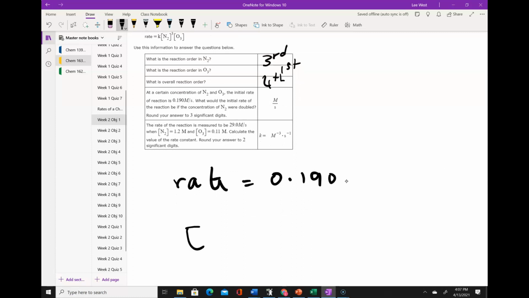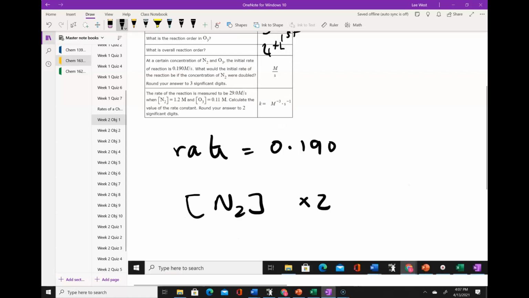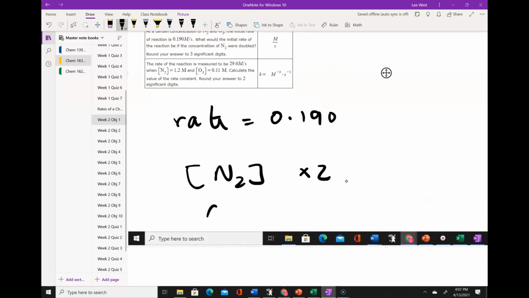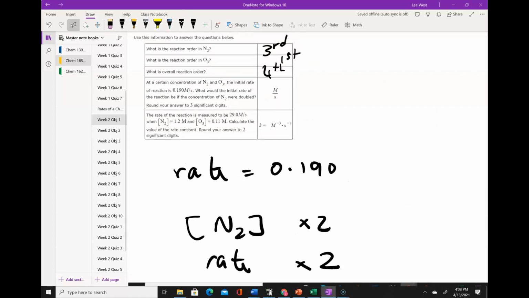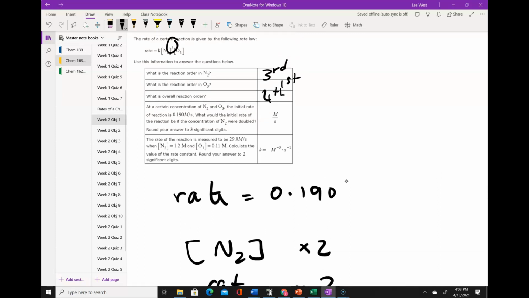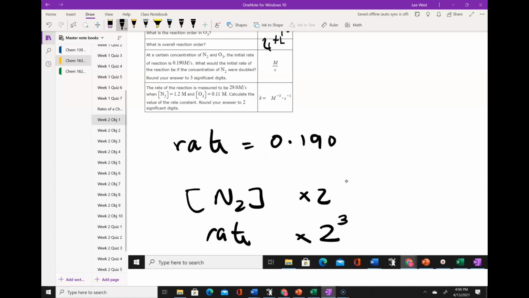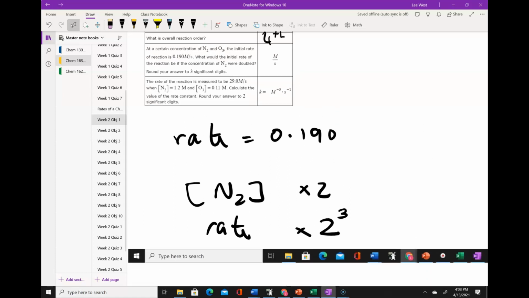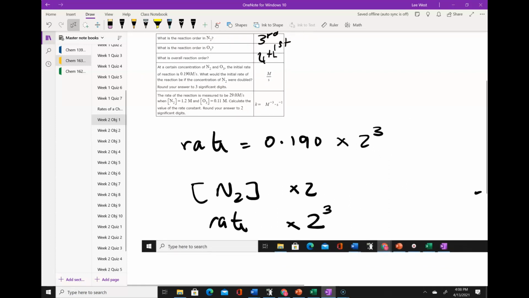So I'm going to change the concentration of N2 by a factor of 2, which according to my rate law means that the rate has to be multiplied by 2 cubed, because it's third order in N2. You see how that works? So that's what I've got to do here. Rate is going to be 0.19 times 2 to the 3. I doubled my concentration of N2, so my rate is going to get multiplied by 2 to the 3 to reflect that. Okay, so what do we get?